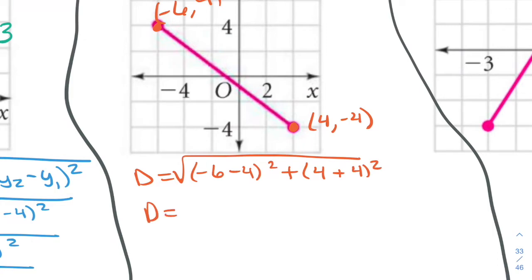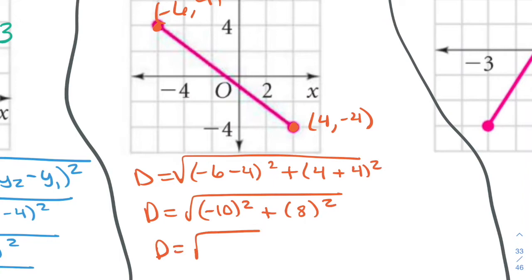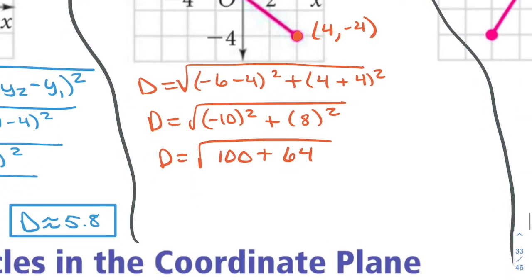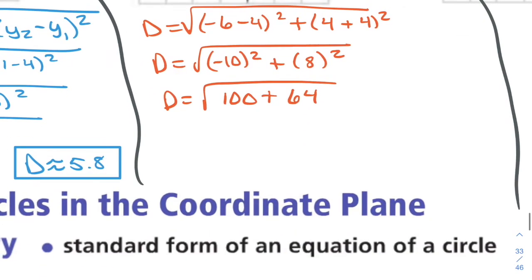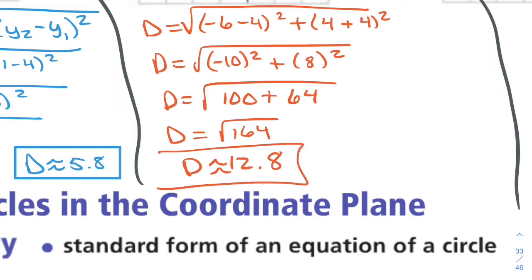So distance equals the square root of negative 10 squared plus 8 squared. Distance equals the square root of 100 plus 64. So it looks like it's going to be square root of 164, which is approximately, to the nearest tenth, 12.8.